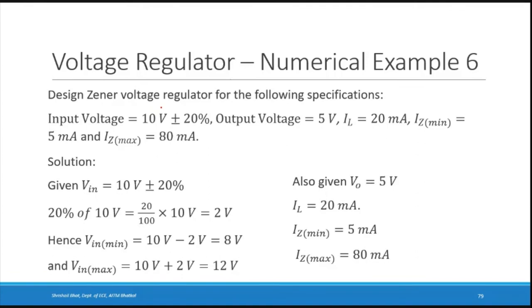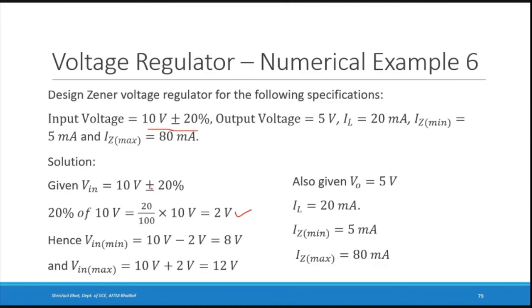So here, since IL is given, you can directly consider it a Zener diode voltage regulator with a load resistance. The input voltage is given like this: 10 volts plus or minus 20%. What is 20% of 10 volts? 20% means 20 per 100, 20 by 100 into 10. If you find that, it will be 2 volts. So 10 volts plus or minus 2 volts it is actually.